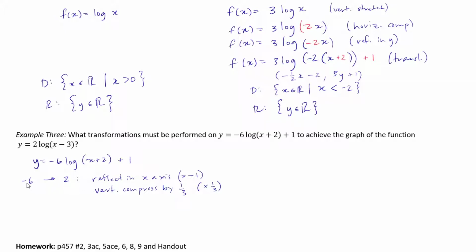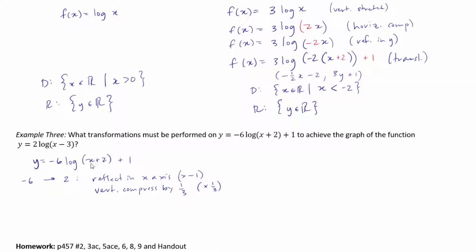Well, what are those transformations? If you multiply by -1, you're taking this graph and you're reflecting it in the x-axis. And then if you're dividing it by 3, you're vertically compressing it by a factor of 3. Okay, great. So that deals with this right here. That's how I'm going to do the reflections and the vertical compressions to go from -6 to 2.